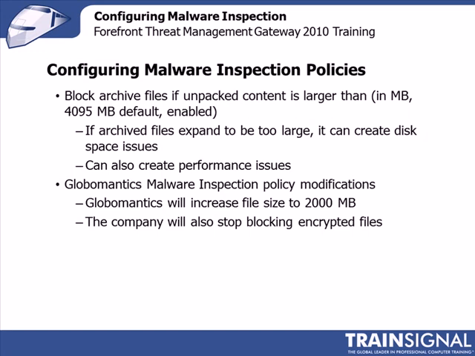We're going to do 2 things at this point. First, we're going to go over to the Threat Management Gateway setup that we have in our lab here, and we're going to go to the workstation for Global Mantic, and we're going to see exactly how malware inspection operates. Next, we're going to make configuration changes in the Threat Management Gateway console that meet the company needs. We're going to stop blocking encrypted files and increase that file size.